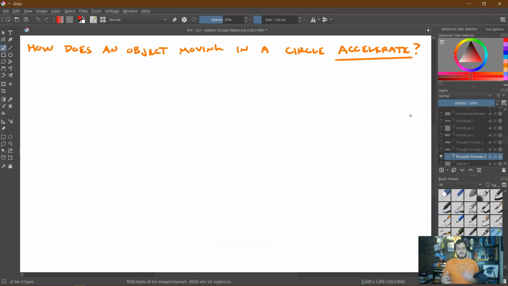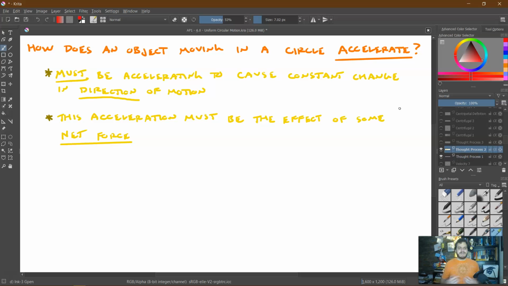Well, now that we talked about this object's velocity, how exactly is it accelerating? How does that object moving in a circle accelerate? Well, we know for a fact it has to be accelerating because it's constantly changing its direction. It's not speeding up or slowing down, but it's constantly turning.